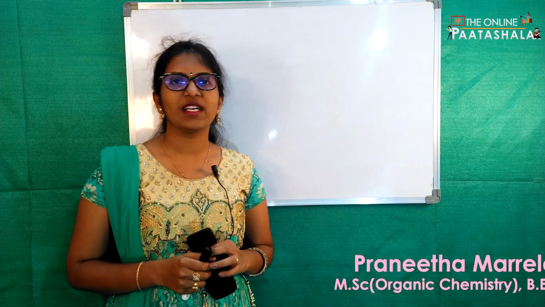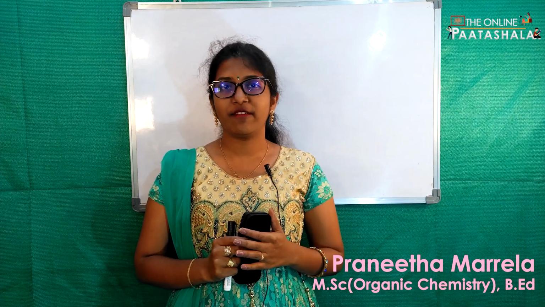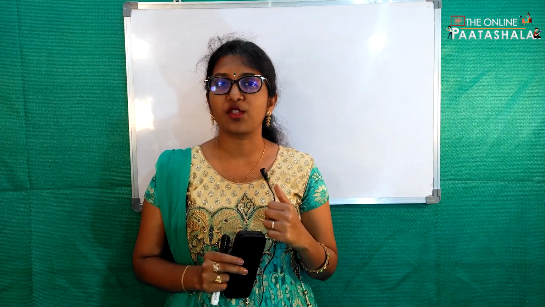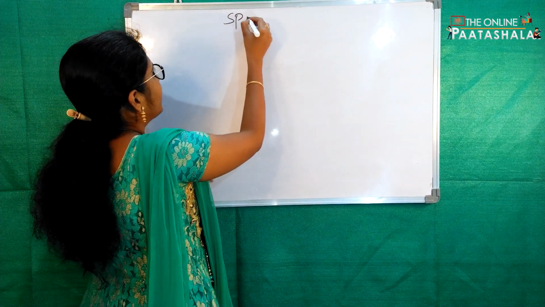Today we are going to learn about the different types of hybridization. In the previous session we learned about the salient features and what is meant by hybridization. Now we will be learning about the different types of hybridization. The first type of hybridization is sp hybridization.